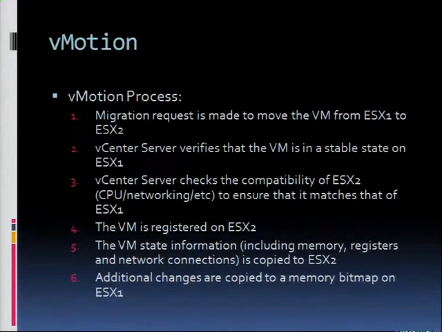The vCenter verifies that the VM is in a stable state on the first host. The vCenter server checks the compatibility of the second host and makes sure that it matches, so all the networking that's configured on the first host is also the same on the second host. The VM is registered on the second host, so that's the first step. It actually registers the VM on the second host.